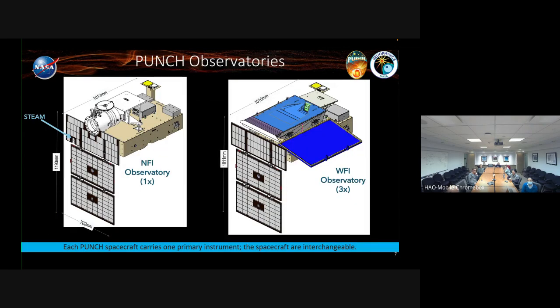These are the different observatories that we have. We have one on the left, which is a coronagraph called the Narrow Field Imager, or NFI, and three on the right, which is a Wide Field Imager, or WFI, that's being built at Southwest in San Antonio right now. The spacecraft themselves that carry the instruments are interchangeable, and you can see they're about 1 meter long, so it's not very long.